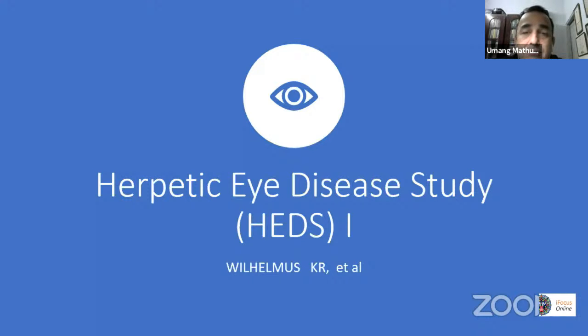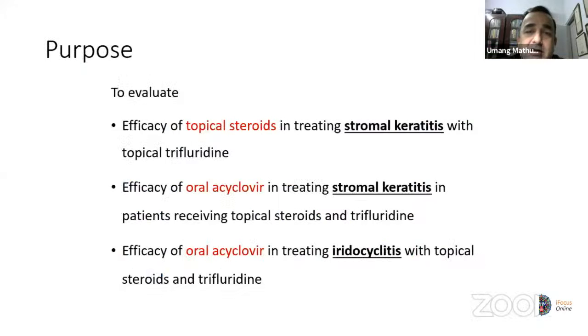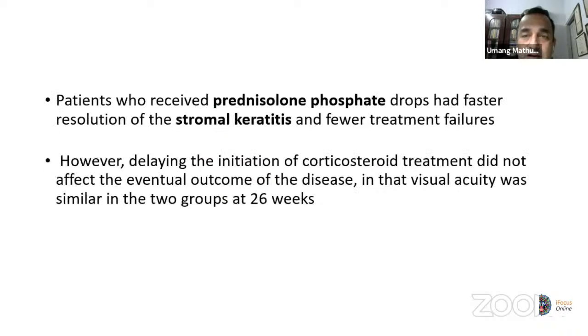Try to read them. Very badly written articles, difficult to understand. I'll just try to give a gist of it. HEDS 1 was basically trying to evaluate the efficacy of topical steroids in treatment of stromal keratitis with topical trifluridine. Now in the US, they don't get acyclovir, so they use trifluridine topically, but you can replace with topical acyclovir, which actually works better than this. Efficacy of oral acyclovir in treatment of stromal keratitis and efficacy of oral acyclovir in treatment of iridocyclitis. So these were the three questions they had in HSV-1.